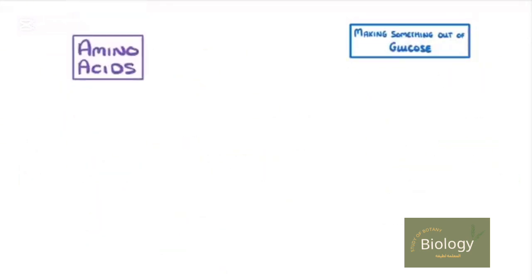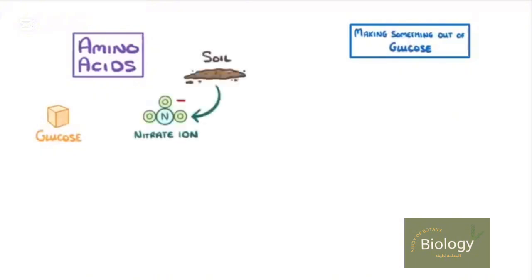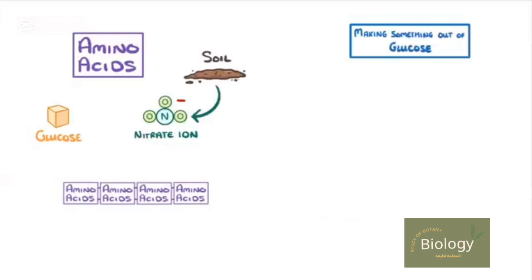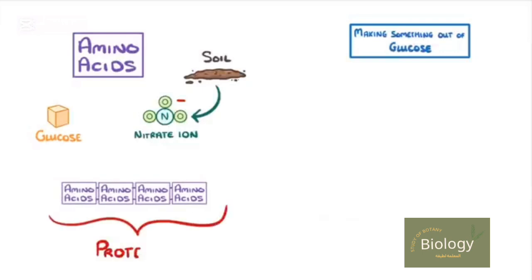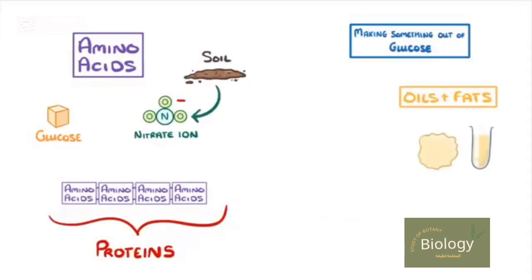Another use is making amino acids, which they can do by combining the glucose molecules with nitrate ions, which they get from the soil. And they can then combine these amino acids to make proteins. The final use is making oils and fats, which can also be stored as a future energy resource, particularly for seeds.